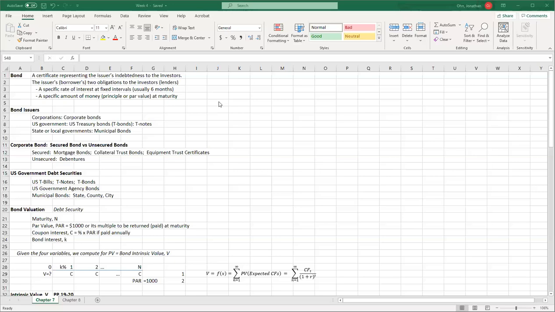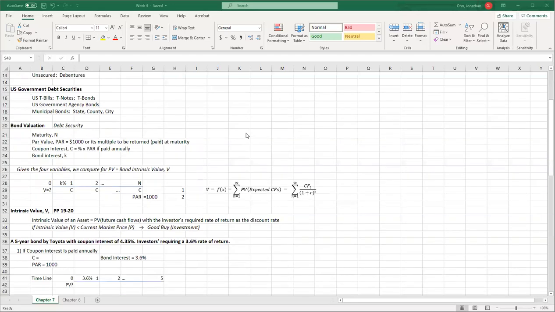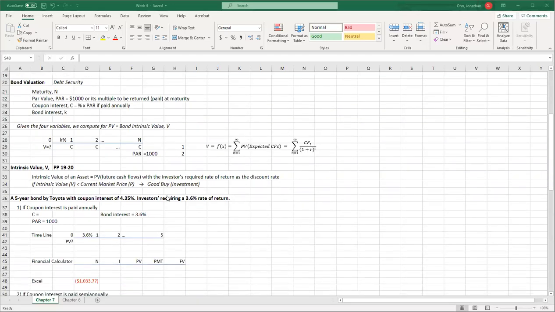Let's talk about bond valuation. The basic principle of the valuation theory or valuation model for securities is that the value is the sum of the present value of future expected cash flows.